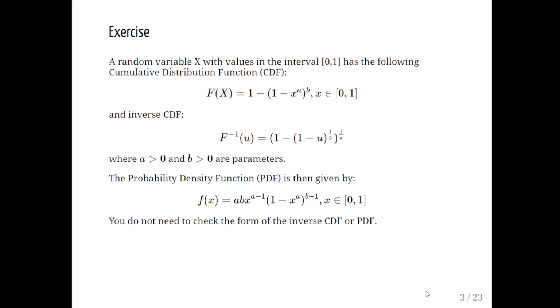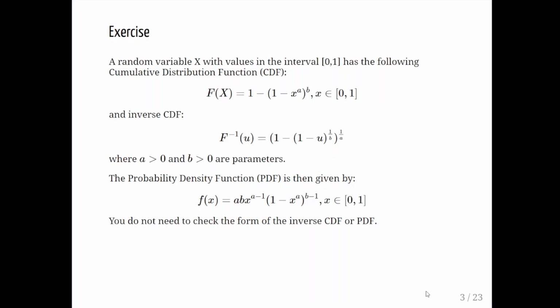Now we're going to use the inverse cumulative distribution function here. So that is F to the power of minus 1 of u, and that is equal to 1 minus u to the power of 1 over b to the power of 1 over a. So it's a tricky enough expression, and it's essentially the mirror image of what is above, where a is greater than 0 and b greater than 0. a and b are the parameters.